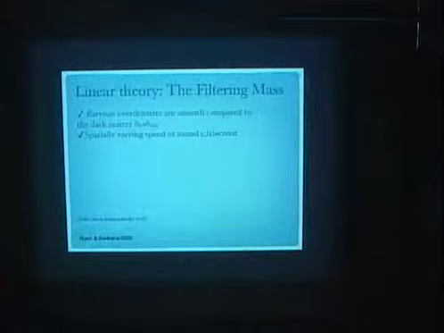CMB photons continue to scatter off the residual free electrons left over from recombination. And they kept the temperature of the gas coupled to the temperature of the CMB until roughly redshift of 150 to 200. And after that, the temperature of the gas cooled adiabatically. But still, this had an effect on the overdensities.